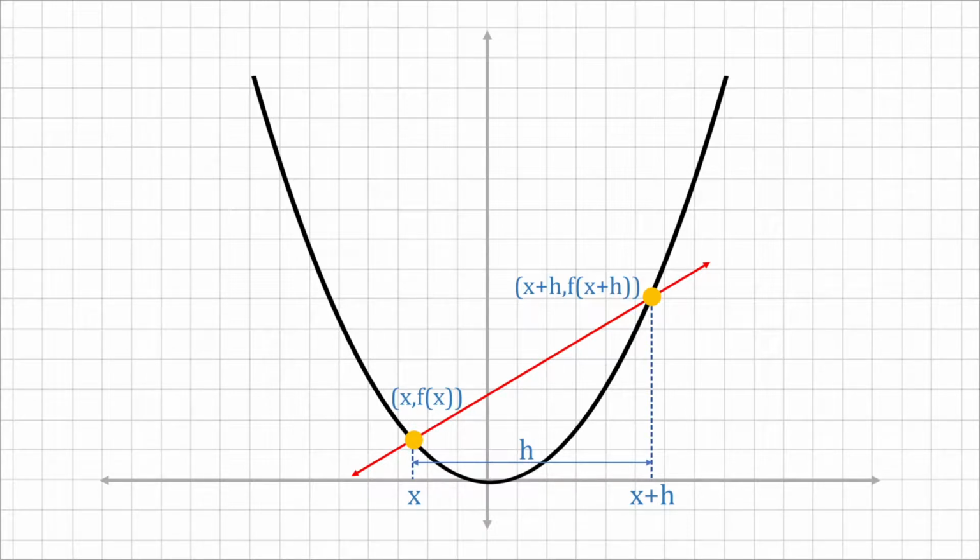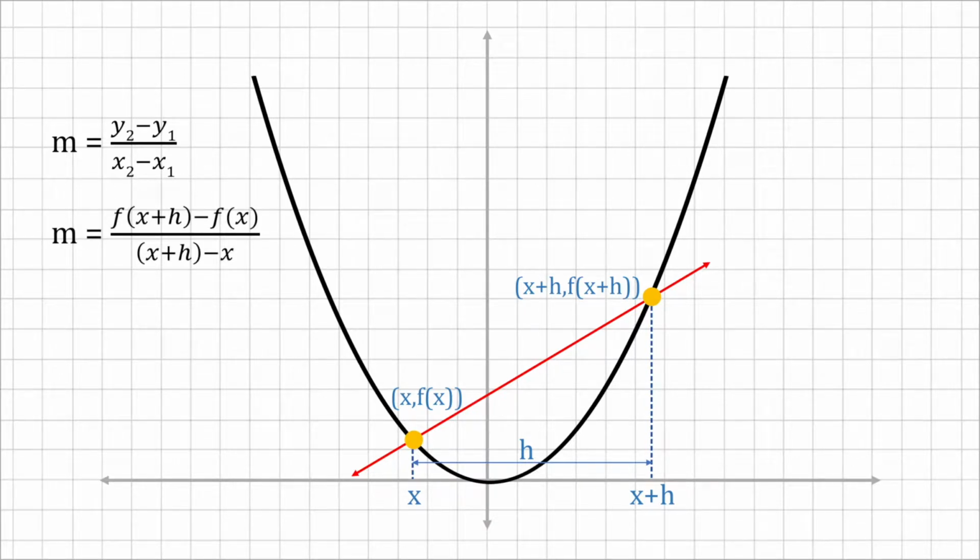Okay, so to recall, the slope is equal to the vertical change over the horizontal change, or the second y minus the first y, over the second x minus the first x. Plugging in the coordinates of the 2 points we have to this formula, we have f of x plus h minus f of x over x plus h minus x, simplifying to f of x plus h minus f of x over h. So again, this tells us the slope of the secant line.